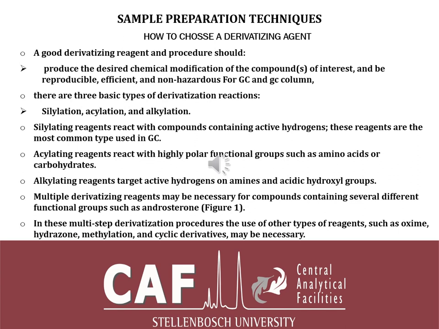Acylating agents react with compounds containing active hydrogens, like for instance in phenols. The H from the OH is what they call the active hydrogen, and when you're working with amines or amino acids, for instance, these reagents are the most common type used in GC. Acylating reagents react with highly polar functional groups such as amino acids or carbohydrates like your sugars. Alkylating reagents target active groups on amines and acidic hydroxyl groups. Sometimes one might use multiple derivatizing agents, like for instance when working with androsterone or testosterone.